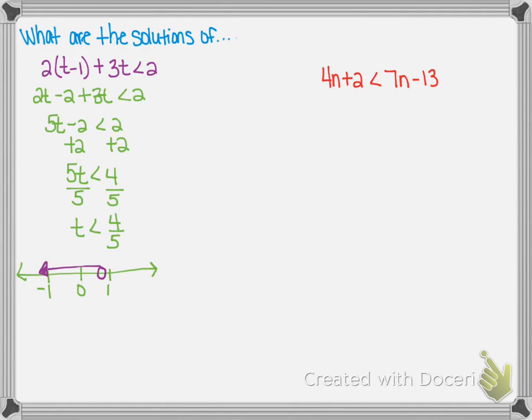Let's look at our second example. 4n plus 2 is less than 7n minus 13. So we don't have parentheses, so we can't distribute, but we can combine like terms, and we have variables on both sides. So that's when we're going to subtract 4n from both sides. Then we have 2 is less than 3n minus 13. Now we can add 13 to both sides.